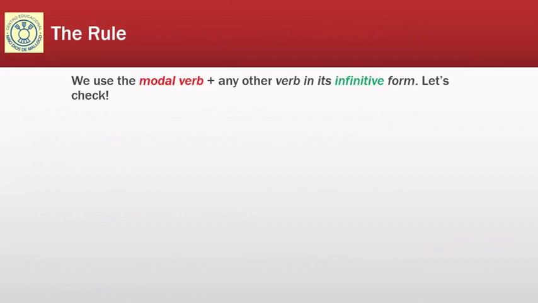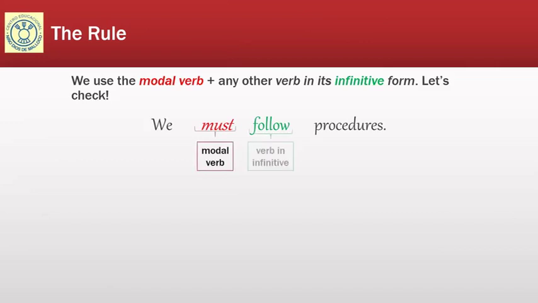We also checked the rule. How are we going to use these modal verbs? And we said that we need two elements, the modal verb and other verb in infinitive. For example, we must follow procedures. We have the modal verb and a verb in infinitive. Any verb.